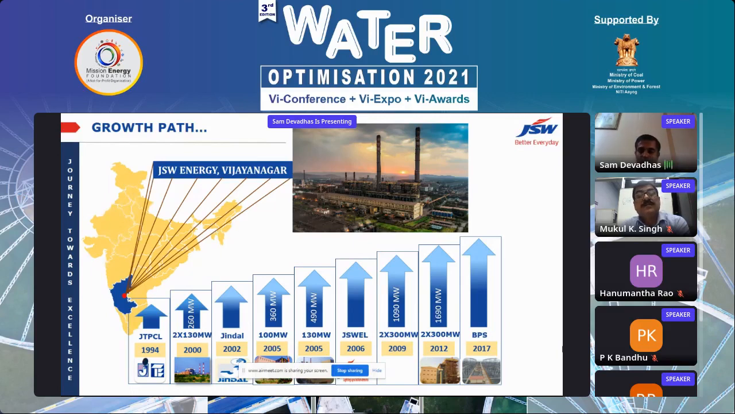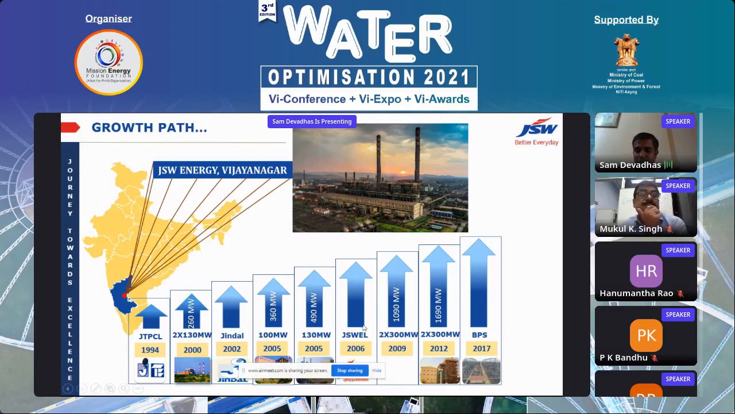After that, in due course of time, we have grown along with the scenarios, and capacity additions also started. In 2005, we added 100 megawatt into our kitty with the use of this waste gas, and another 130 megawatt, also purely using blast furnace gas. And again, we changed our name to JSW Energy Limited from JTPCL.